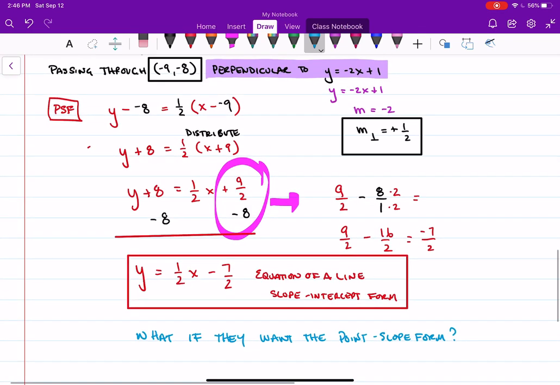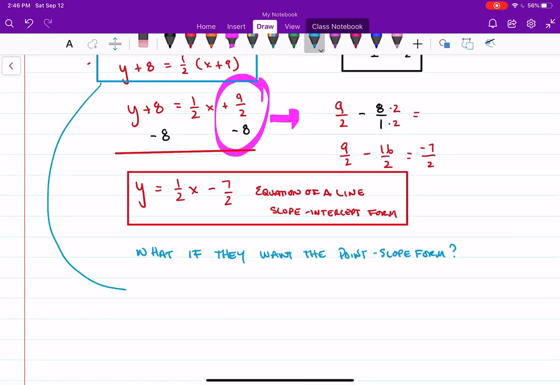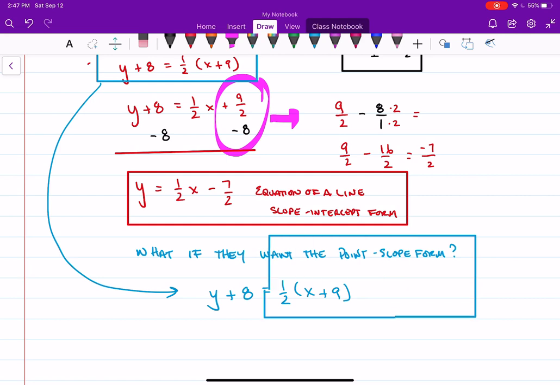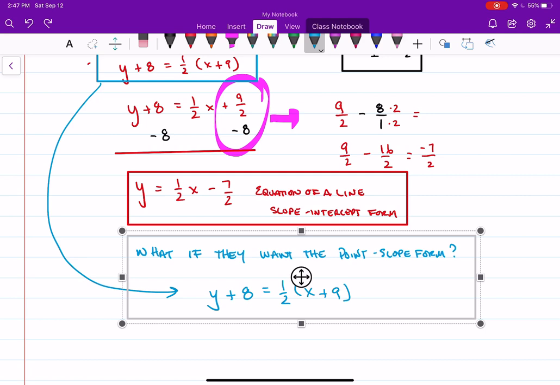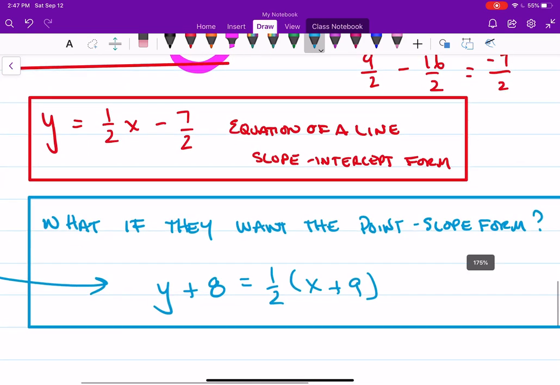Here's the good news about point slope form: you don't have to go into all that trouble. You can leave it right here. Even before you distribute, you can just bring that down and use that. So you have y plus 8 is equal to 1/2 times x plus 9. All right, so that would be your point slope form. There you go. Sometimes they'll ask you for slope-intercept form, and sometimes they will ask you for point slope form.